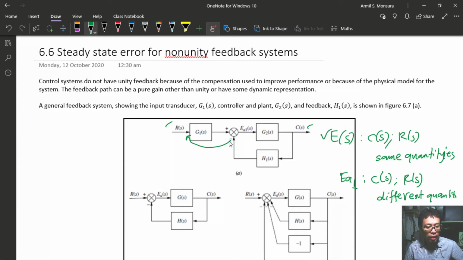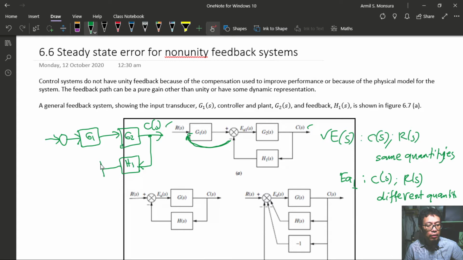We'll have to move this block, this summing junction papunta dito. Okay? So that ang mangyayari is that magiging ang system nyo becomes something like, ito yung magiging G1 ninyo. Okay? Tapos ito yung magiging G2. Okay? Then this would be your C. Okay? Tapos yung sa feedback ninyo, you would have H1 here. Tapos dahil nga sa movement na ginawa ninyo, magkakaroon kayo ng additional block dito, which is 1 over G1.